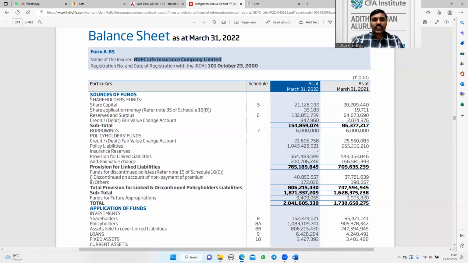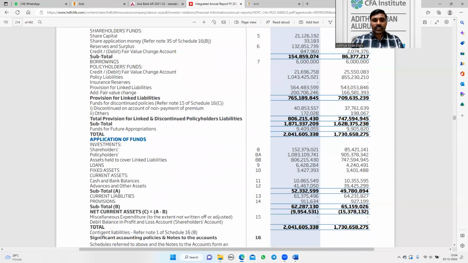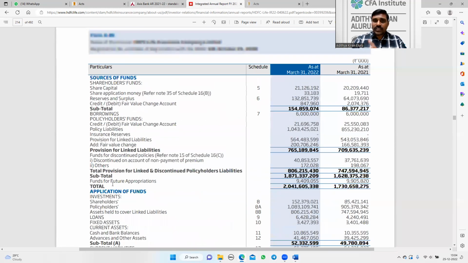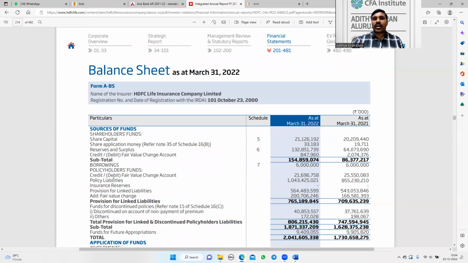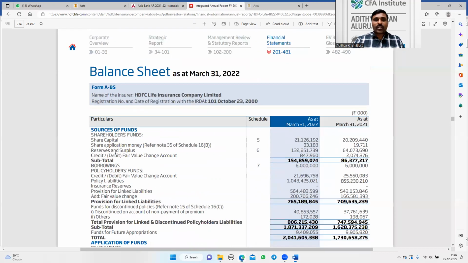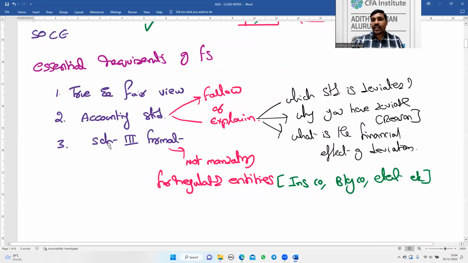Under the Insurance Act, look at this, they have different formats. They have two broad headings, shareholders funds and policy holders funds. Then policy liabilities, insurance reserves, provision for linked liabilities, fair value change, and application of funds: investments, shareholders investments, policyholders investments, cash and bank balances, like this. So therefore, this is not at all a Schedule 3 format. That's why Schedule 3 format is not mandatory for regulated entities like insurance, banking, electricity, etc.